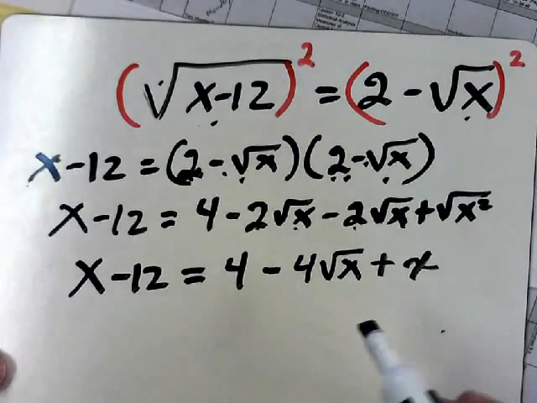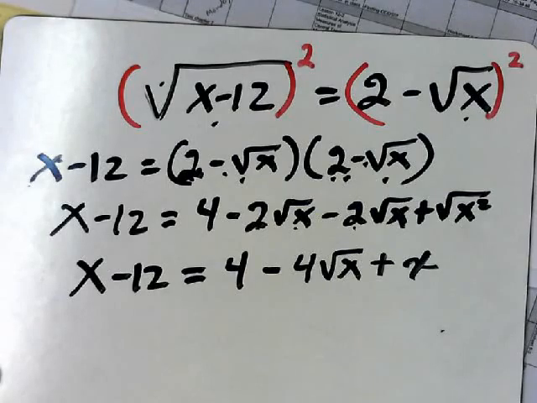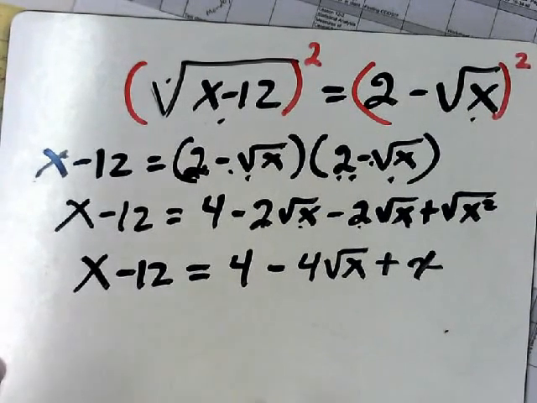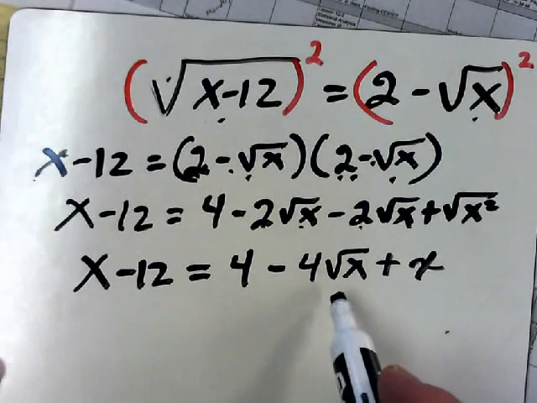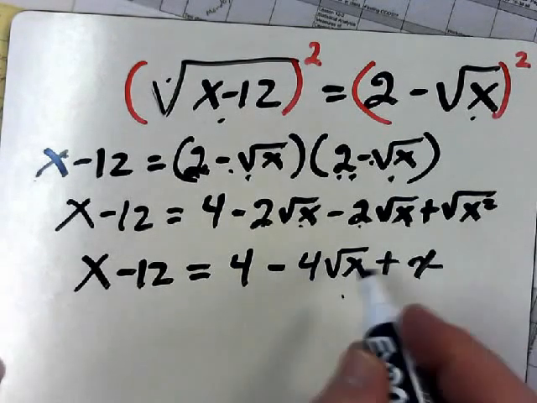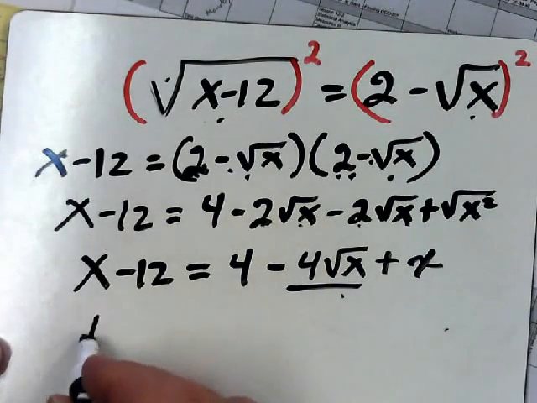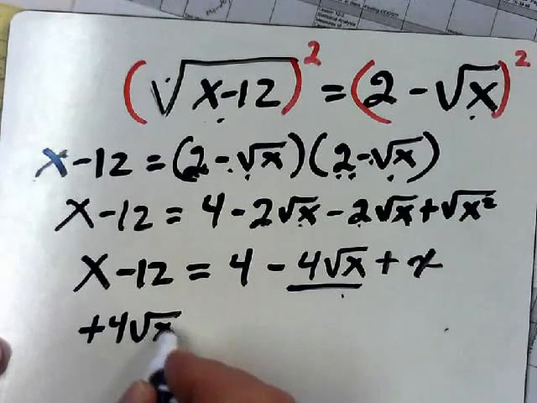Okay? I got all kinds of stuff now, don't I? Well, I still have a radical, don't I? What do I need to do with that radical? I got to isolate it by itself, don't I? Do you want to leave it on the right-hand side, or do you want it on the left-hand side? Okay, so if I want the radical on the left-hand side, that means I'm going to have to add 4 the square root of x to both sides.